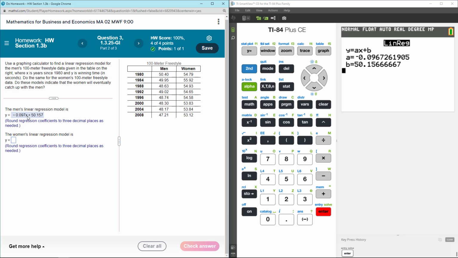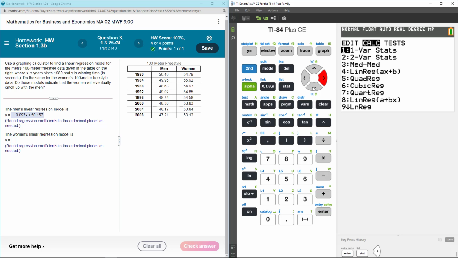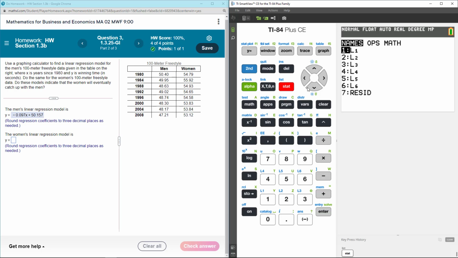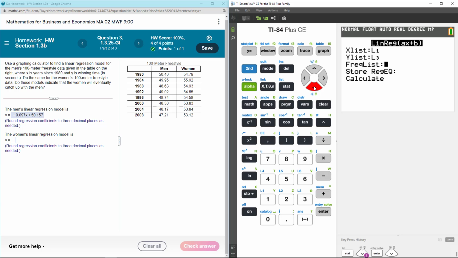Now we want to do the exact same thing for the women. So to do that, once again, we want to hit stat. Now, we want to go over to calc. We want to click linear regression, hit enter. But now notice that we want to change our y list to L3. So we go down to there, we do second list, go down to L3, there it is, hit enter. Now we have our right x values, our right y values. We can go down and hit calculate. And those are our regression values for the women.